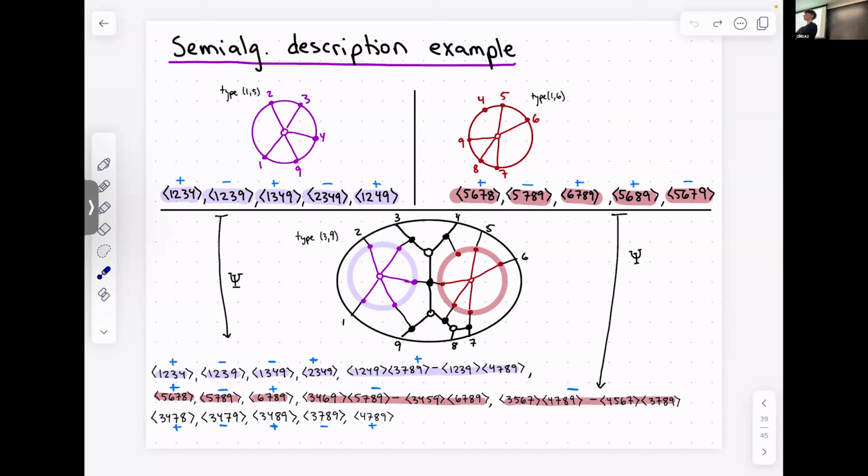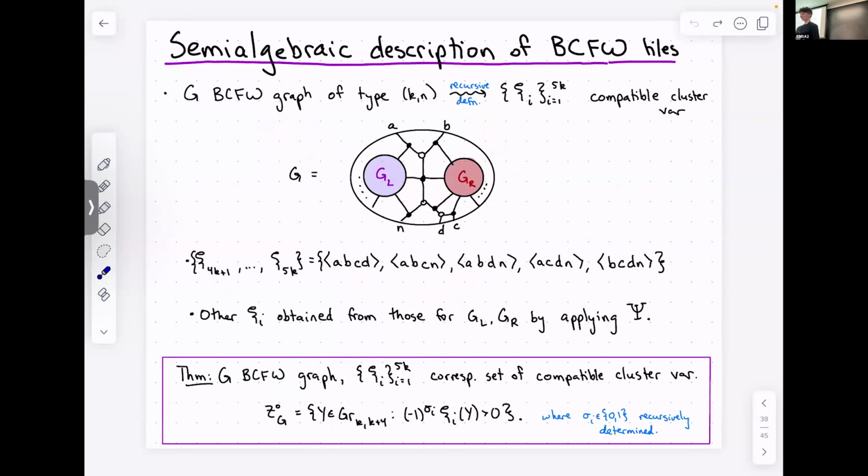All right. I should say, if you decide, maybe I don't care about all BCFW tiles, I just care about the ones that come from the nicest, the standard way of running the recursion, we can give things that are non-recursive. Here, this is recursively defined, this is recursively defined. If you specialize to these standard BCFW tiles, we can give completely explicit formulas for these cluster variables and completely explicit formulas for these signs.